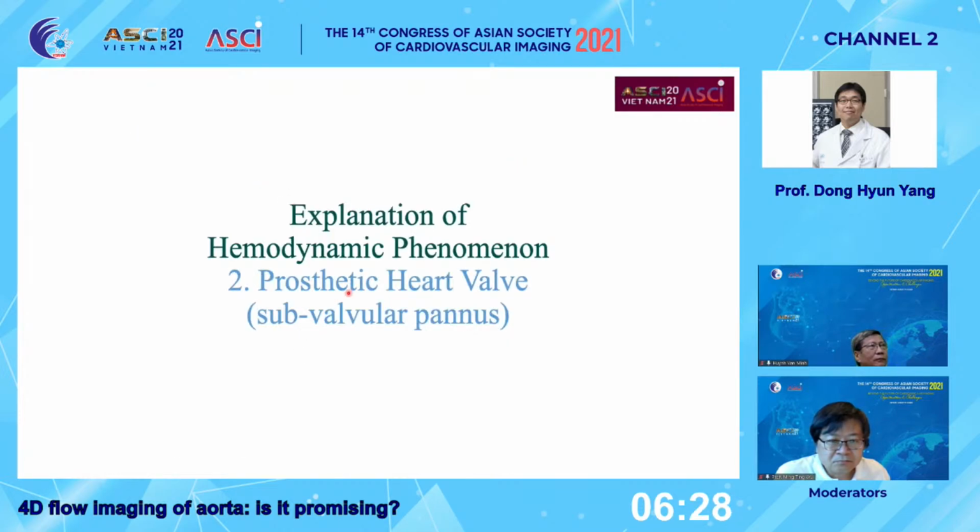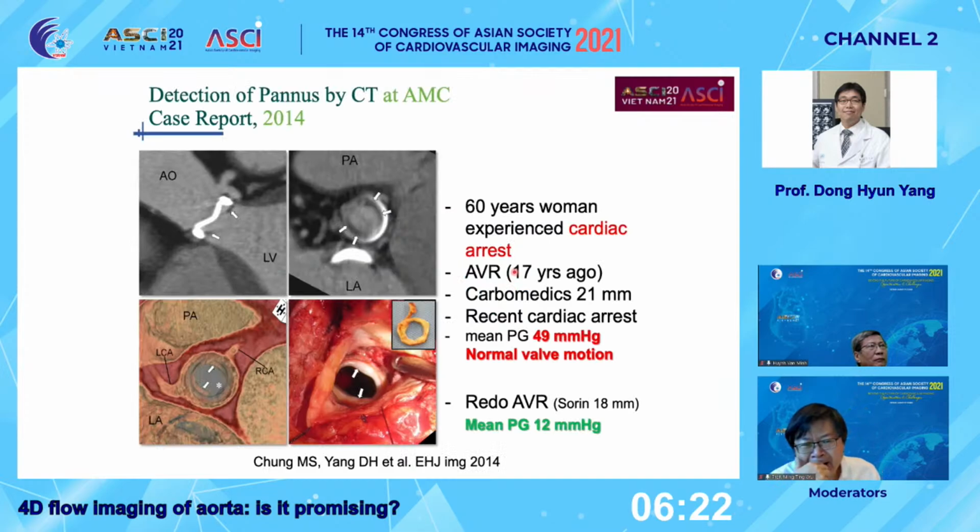The second topic is prosthetic heart valve failure, subvalvular pannus formation. This is the very first case that I experienced. A 60-year-old lady who underwent aortic valve replacement 17 years ago experienced cardiac arrest and recovered. On echocardiography, valve movement was normal, but the pressure gradient was elevated significantly. On CT, there was a linear and membrane-like lesion at the subvalvular portion.